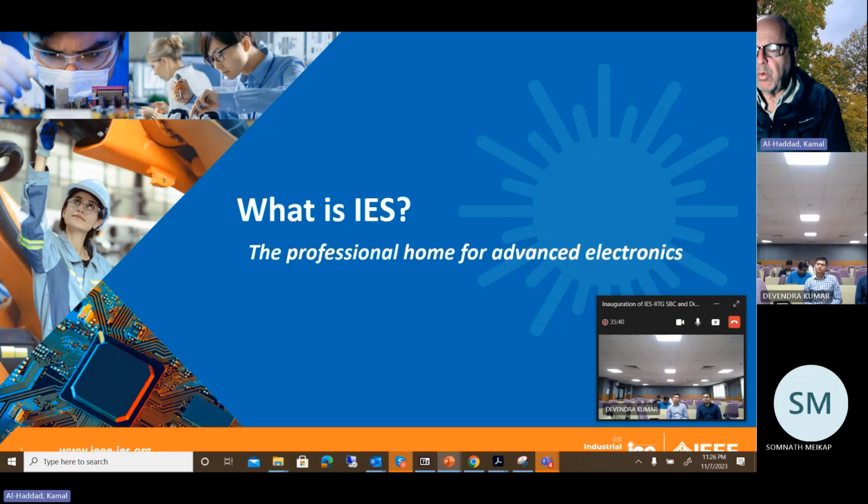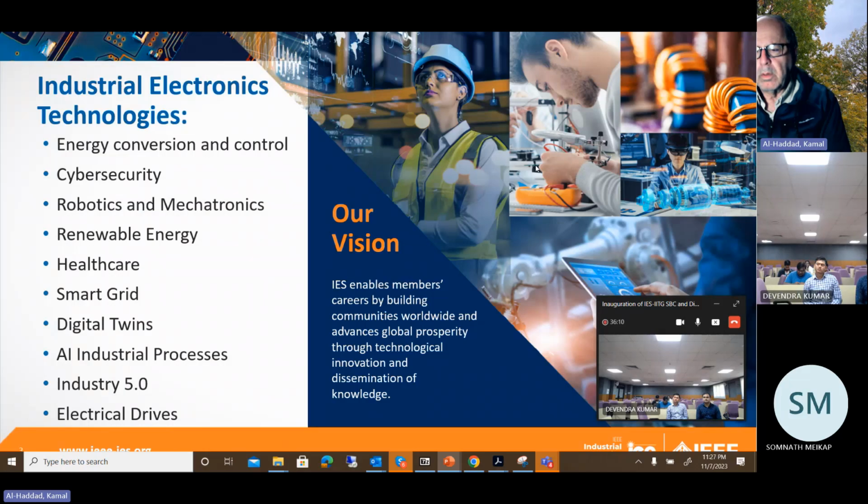So what is IES? It's the professional home of advanced electronics. When you say advanced electronics, it's all the components of electronics, from the microchip, nanochip, from sensors, actuators, the energy supply to all these components, the communication between these components, and after the communication, another level, which is the software, and another level, which is the security of the components.